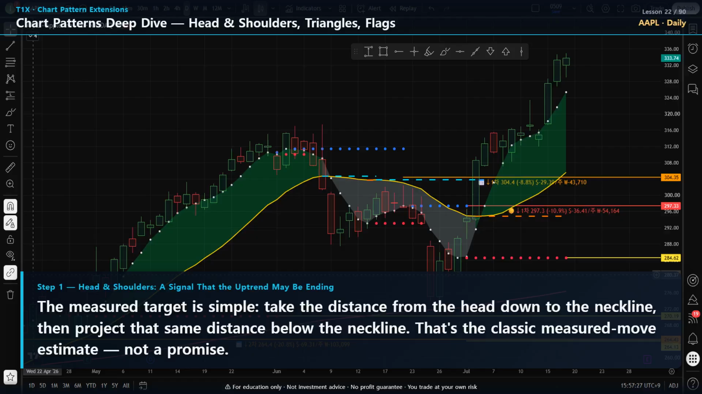The measured target is simple. Take the distance from the head down to the neckline, then project that same distance below the neckline. That's the classic measured move estimate, not a promise.